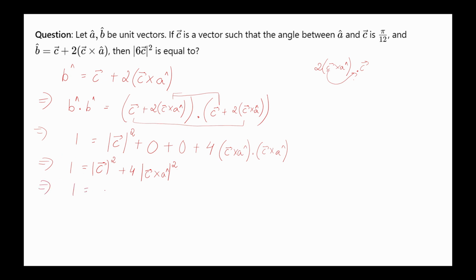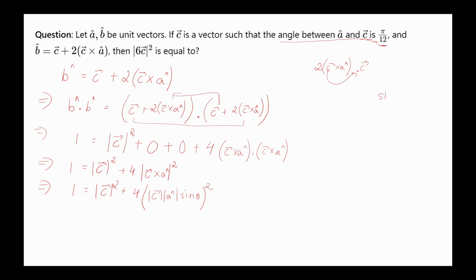What we can get is 1 is equal to c vector whole square plus 4 times, now this modulus of c vector cross a cap can be written as c vector modulus, a cap modulus, sine theta, the angle between them, this whole square, because of course we had studied that the magnitude of a vector cross b vector is a magnitude into b magnitude into sine theta. And they have given us that the angle between a cap and c is pi by 12. That means theta can be taken as pi by 12.